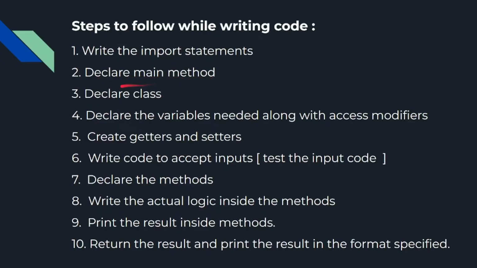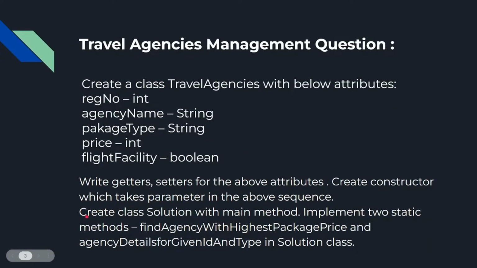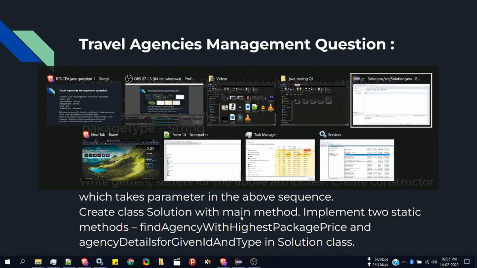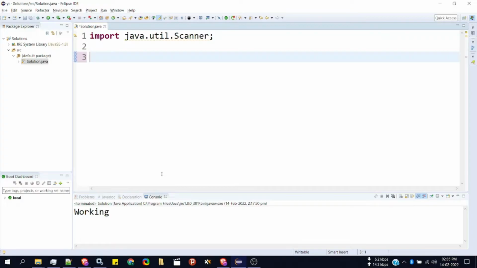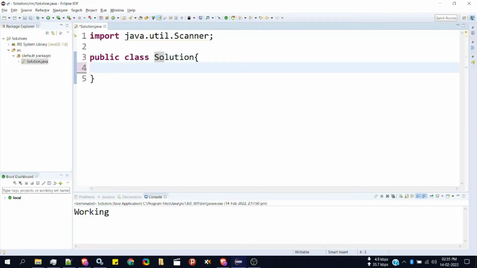Second step is to declare the main method. In the question, they have said to create class Solution with the main method. So we need to create a class named Solution, and inside that, we need to declare the main method. Now I'll create a class called Solution by specifying public class, and remember the first letter of the class name is always capital. Once I create the class, I have to define the main method.